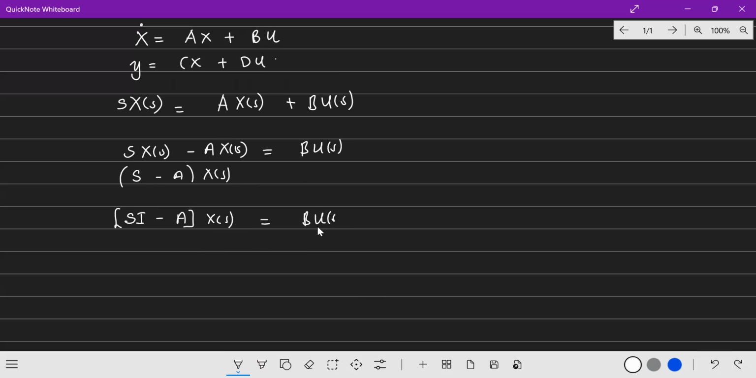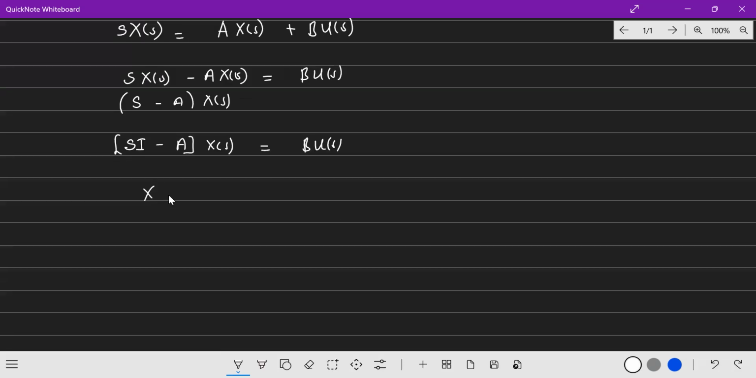So (sI minus A) times X(s) equals BU(s). And from here, X(s) will be equal to (sI minus A) inverse. Why am I saying inverse? I'm dividing both sides by sI minus A, isn't it? For matrices, you can't just divide one matrix by another; you do the inverse. So the division of matrices must be done by inverse. So this is (sI minus A) inverse times B times U(s).